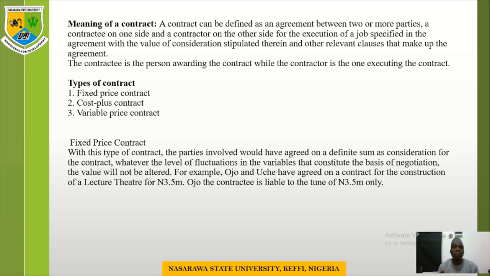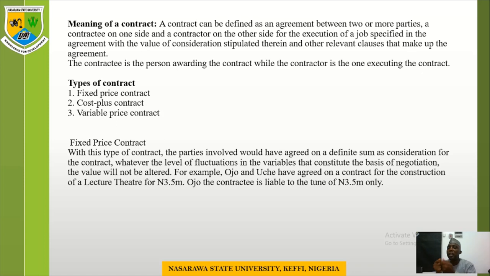A contractee, one party, on one side, and the other party called a contractor, on the other side, for the execution of a job specified in the agreement, within the value of a consideration stipulated therein, and other relevant clauses that make up the agreement. What we're saying here is that a contract is the relationship that exists between one party and the other, the one being recognized as a contractee and the other as a contractor.